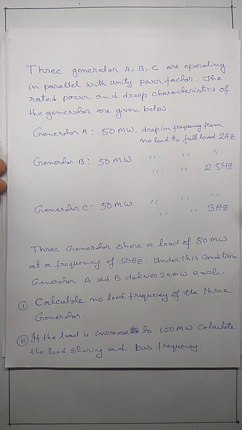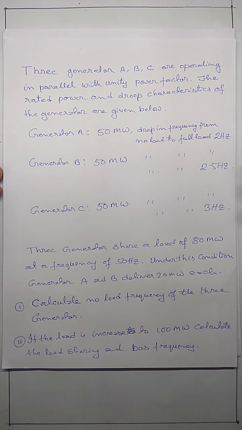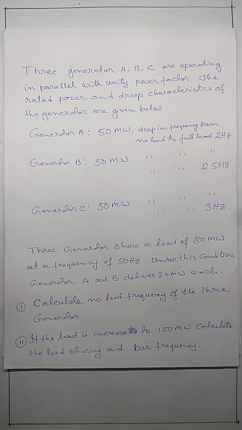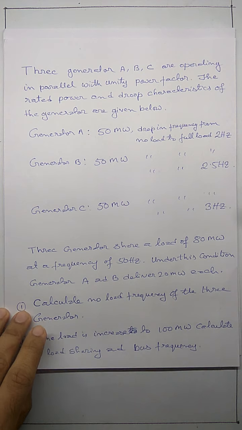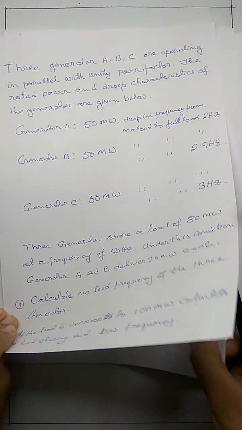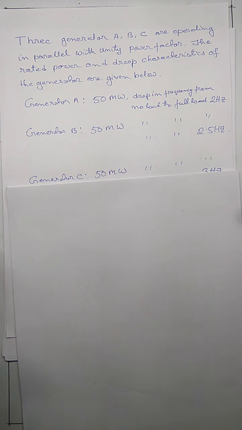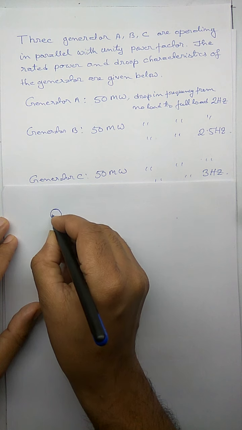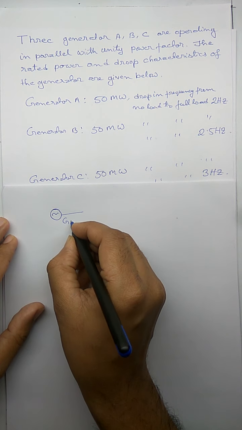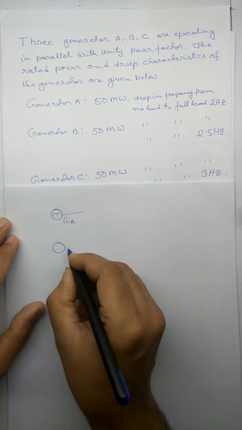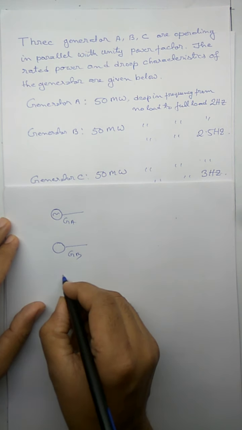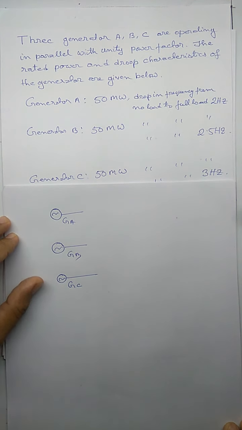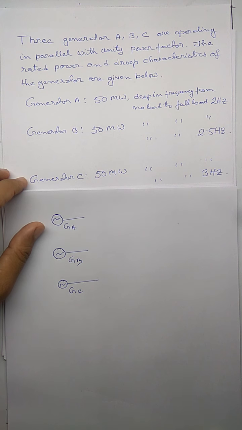This is quite a big numerical. Big means there is a lot of things that is written here. You can read it at your convenience. So let me just quickly say what is there in this. There are three generators: Generator A, B and C. This is generator A, this is generator B and this is generator C.